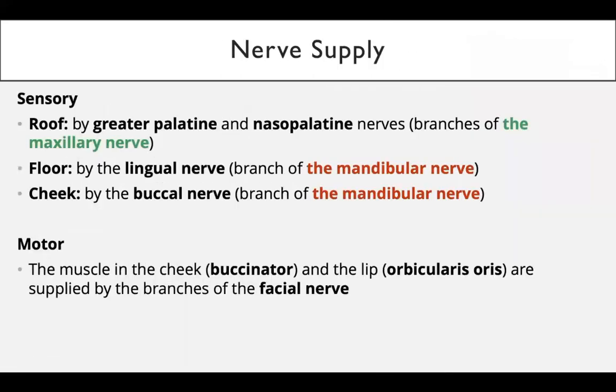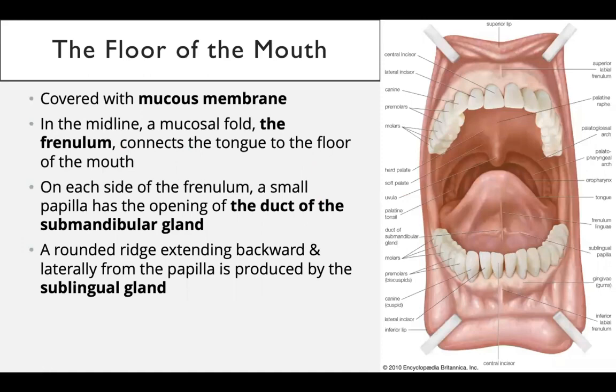Okay, finally, we go for the nerve supply. So the nerve supply is divided into 2 parts, sensory and motor. Okay, up to this part, does anyone have a question? If you have a question, you can turn your mic on and ask.